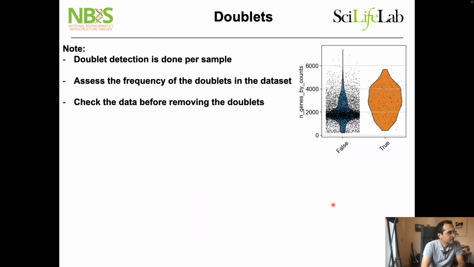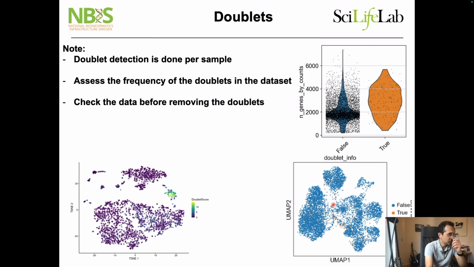So what you do after you generate this doublet detection is that you visualize the number of features and counts, both for the cells that have been marked as doublet and the non-labeled cells. And you can see the expression differences or the distribution differences, that the doublets usually have higher number of genes by counts. And remember to always assess the frequency and the distribution in the cells.